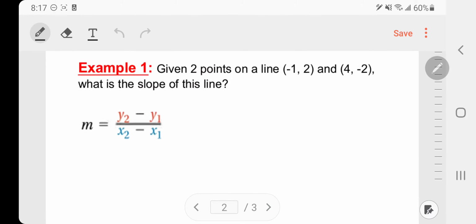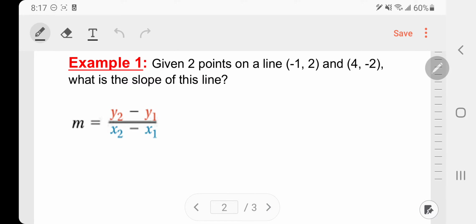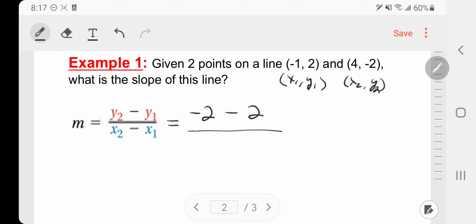Okay, so here we're given the points -1, 2, and 4, -2. The first thing I want to do here is label my points. So I have my x1 and y1 in my first coordinate, and x2 and y2 in my second coordinate. Now we just want to plug them into this formula here. So y2 is -2 minus y1, which is 2, all over x2, which is 4, minus x1, which is -1.